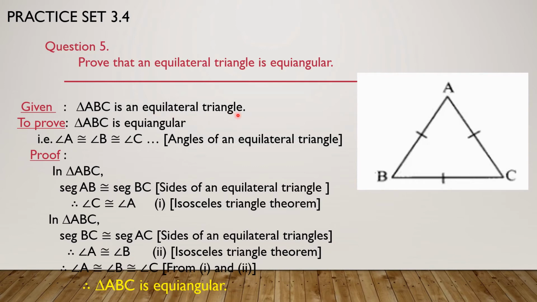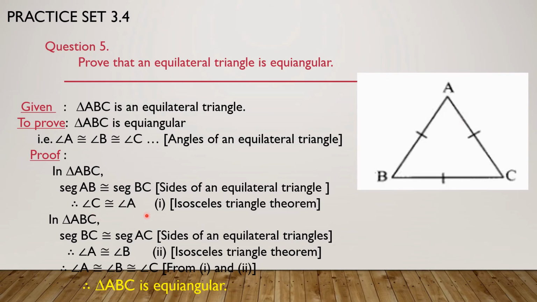To prove that triangle ABC is equiangular, that means we have to prove that angle A congruent to angle B congruent to angle C. And proof, in triangle ABC, first I am taking the two sides, segment AB congruent to segment BC, that is sides of an equilateral triangle. Therefore, by the isosceles triangle theorem, angle C congruent to angle A. That is equation number 1.